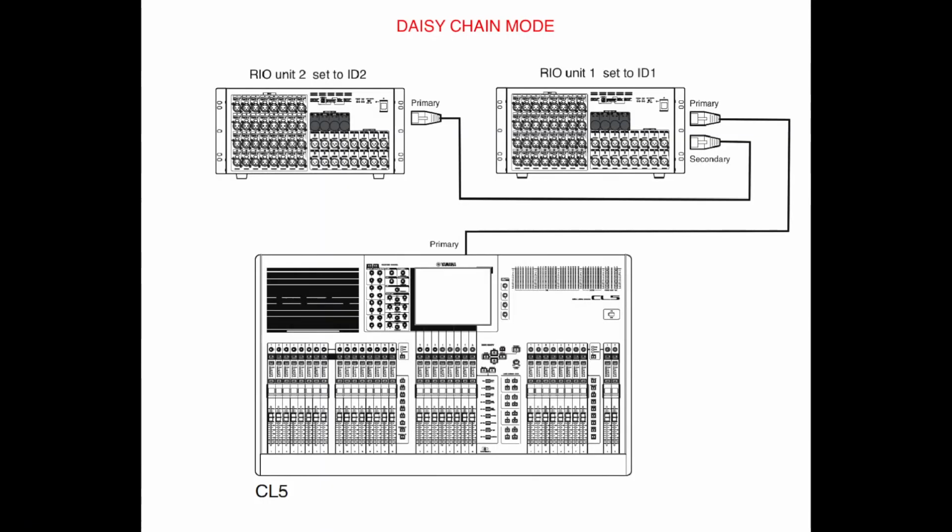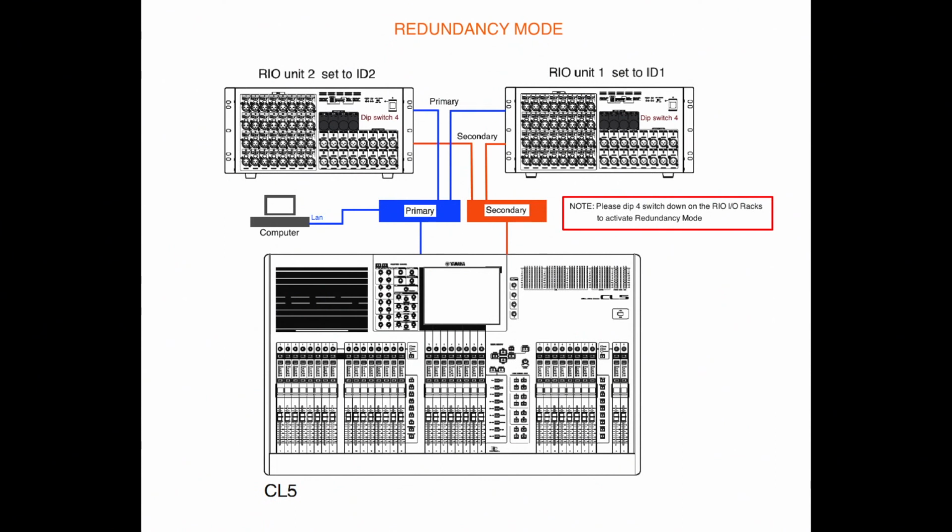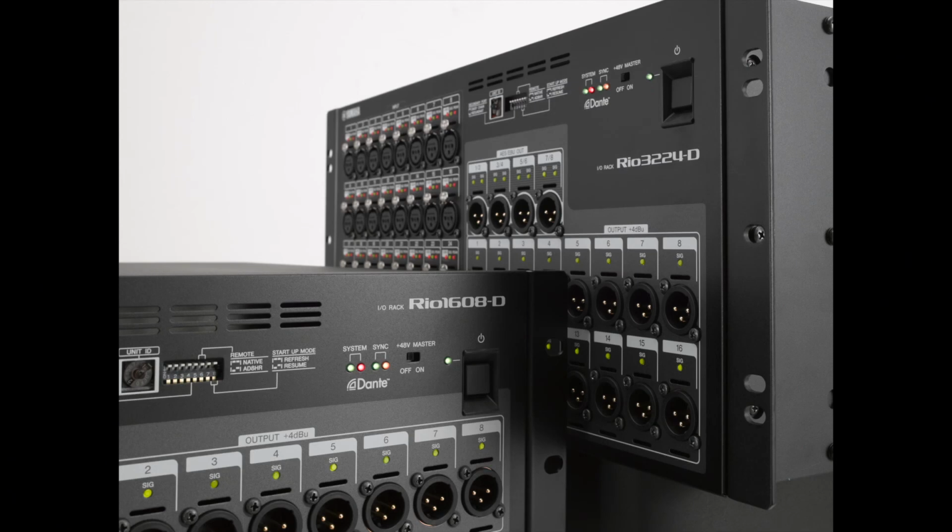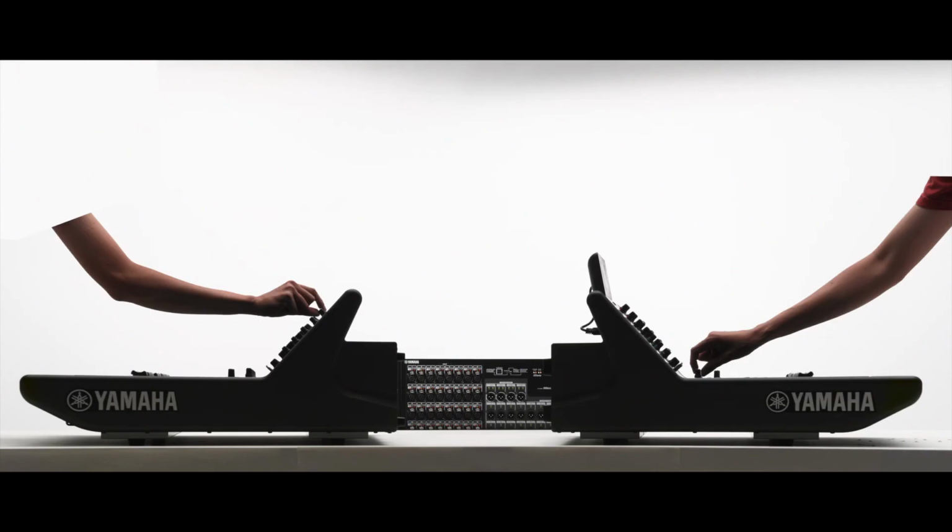The following slides will show you how to connect the devices into daisy chain or redundant mode. This is now a daisy chain mode. And this is a redundant mode. On the Rio I/O racks, please dip number 4 switch. After doing this, please do not forget to power on all devices.